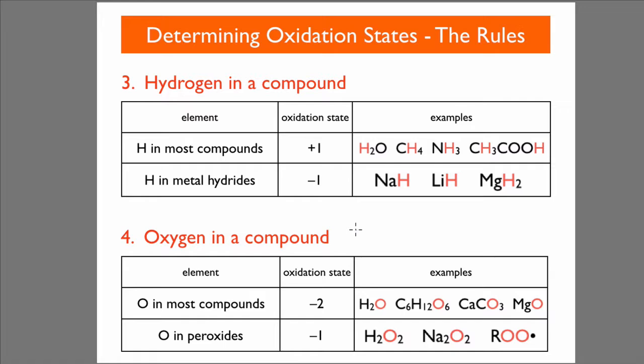Oxygen in a compound. Oxygen in most compounds is -2. In water, -2. In the glucose that we just looked at, in carbonates, magnesium oxide, etc. But you can get the oxidation state -1. This will be in peroxides, when you've got the two oxygens like this, in hydrogen peroxide, sodium peroxide, etc.